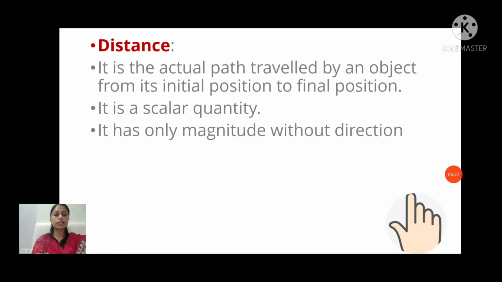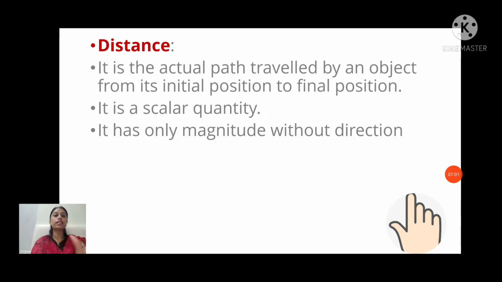Okay, so next we will understand distance. As we all know what distance is, but in this topic of motion we will understand what distance is. It is the actual path travelled by an object from its initial position to its final position. Initial position means the starting position. If the object starts to move from a position, that starting position will be called the initial position.